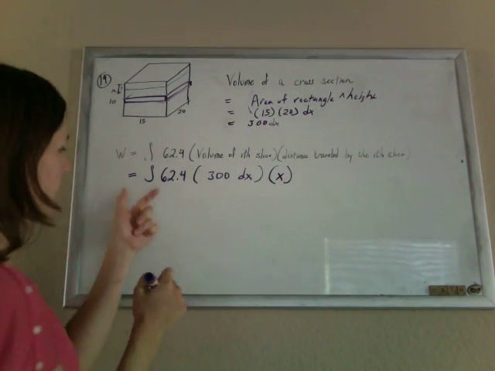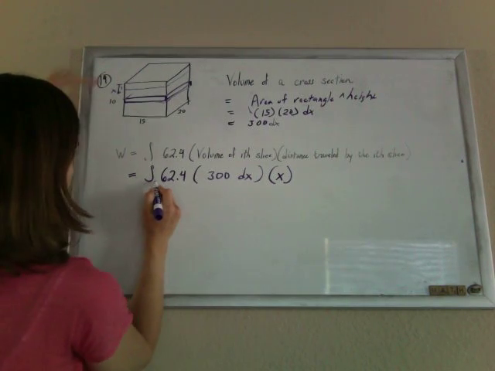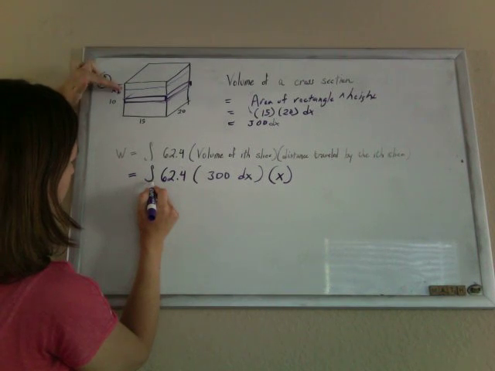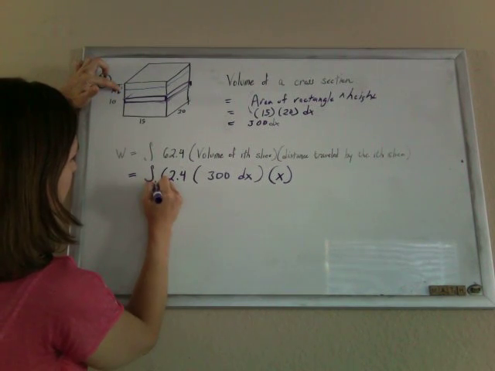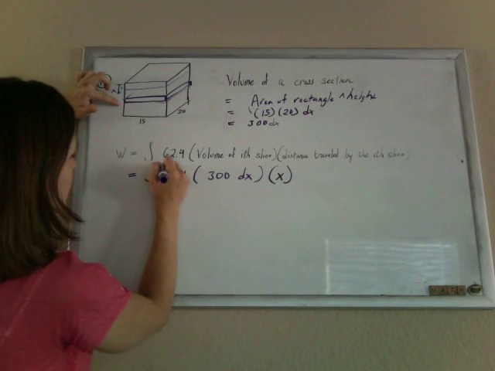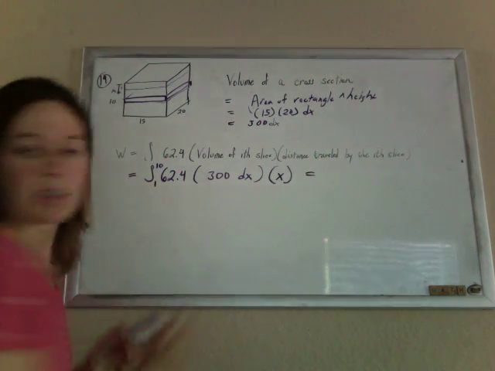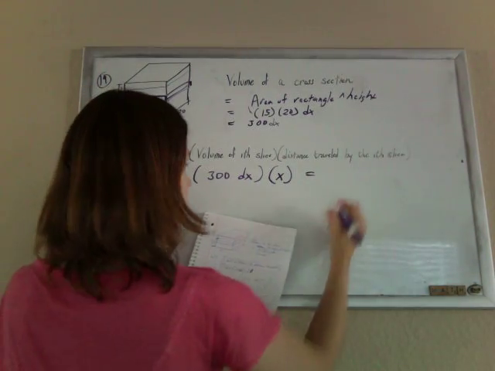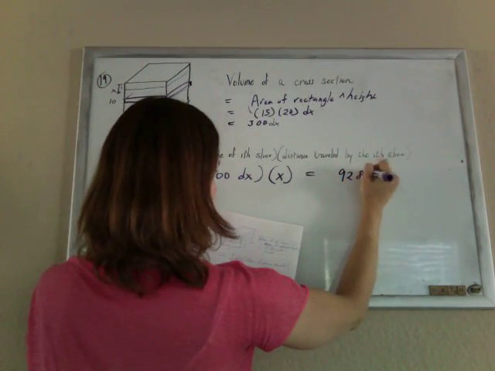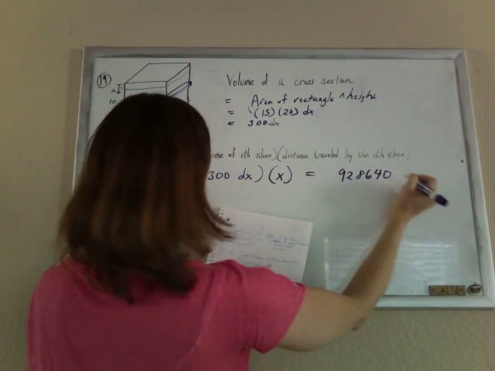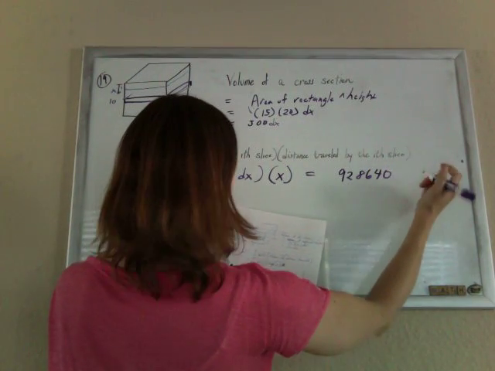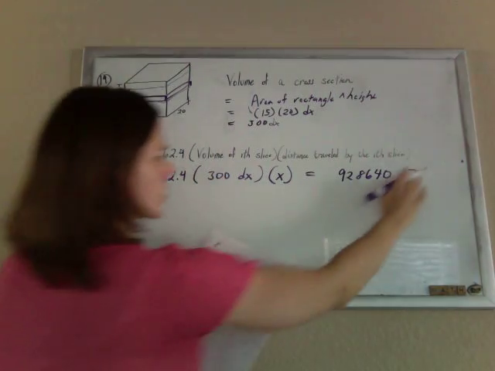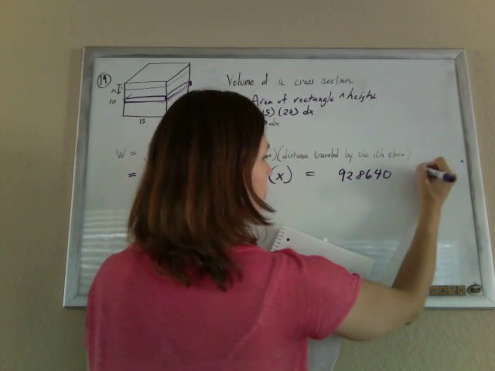And so now my limits: where does the water start and where does the water stop? Well, they say it's 1 foot from the top, so it starts when x is 1 and goes till x is 10. And if you plug this in on your calculator, you will get 928,640, and what's our unit? Oh no, not joules, because we're in foot-pounds.